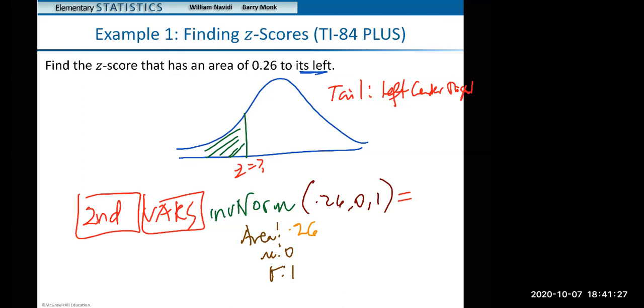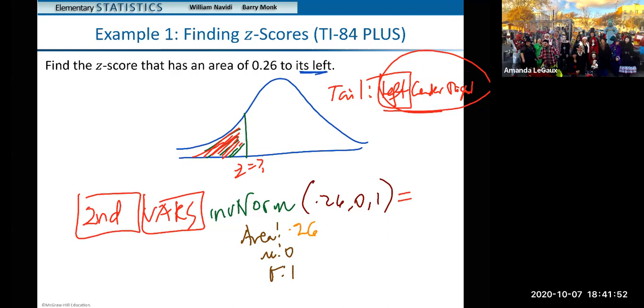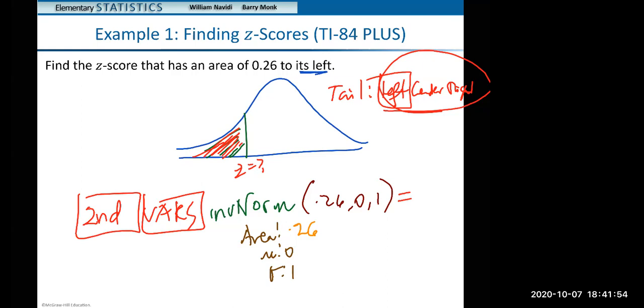All right. So actually, if you have this, that's even easier. Because if you look at this, the tail, this is the tail, the shaded part. It's on the left side. So you just have to highlight left, and you enter 0.26. Okay. Thank you. And I will show you the next example. I will tell you why it is easier if you have this left, center, right.